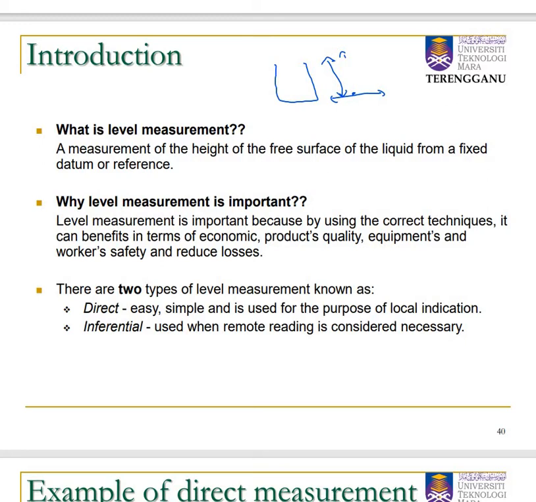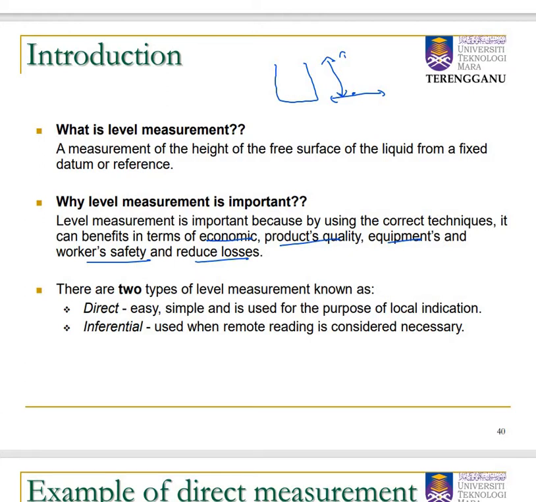So why is level important? Because it can benefit us in terms of economics, product quality, equipment, worker safety and reducing losses. I give one example in terms of safety. If we don't measure the level, sometimes the level can go up to the higher limit and cause flooding inside the tank. If the fluid inside the tank is corrosive or explosive material, when the level increases beyond the limit, it can cause the pressure to increase and cause the tank to explode.